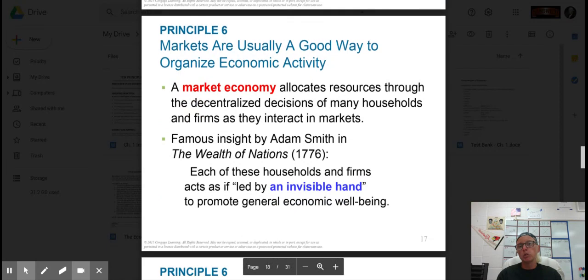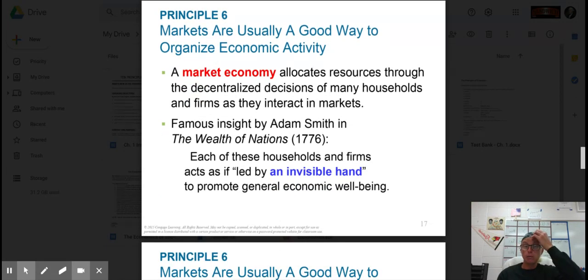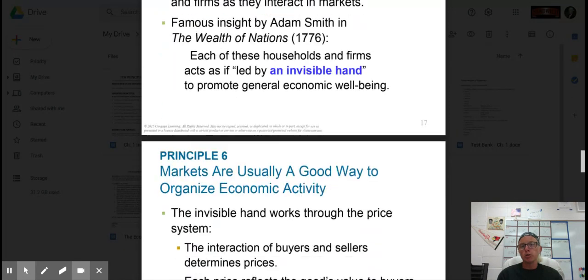We follow a market economy, which is another way to say capitalism, where the allocation of resources is not done by the government. The resources are traded by households and firms, or consumers and producers, and they make the market run. Adam Smith came up with this idea. Basically, there's this invisible hand that pushes us to make a market run, and there's no government involved whatsoever. And we'll get more into that in chapter 2.